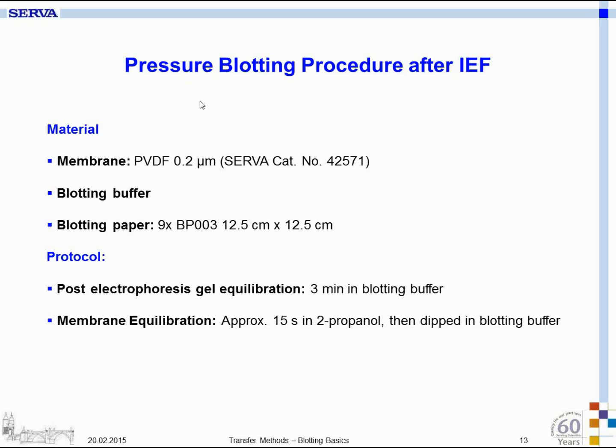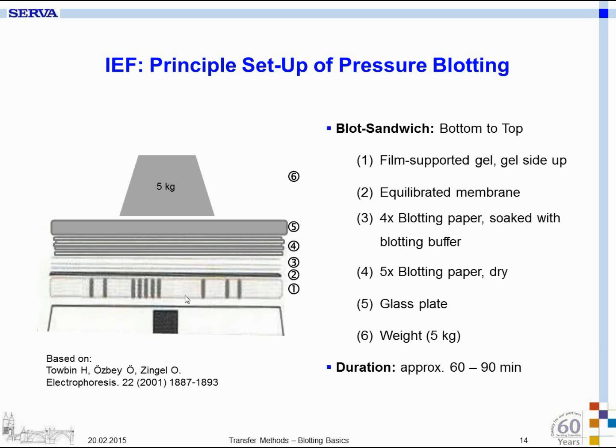So more and more people are switching over to pressure blotting, like on a PVDF membrane. The gel is equilibrated for a certain while in blotting buffer, and the membrane in alcohol, then in blotting buffer. And then you see a setup here. It's an almost similar setup to capillary blotting. There's just no suction of buffer from a buffer tank. It's just using the weight and the dry paper to suck the proteins out of the gel.